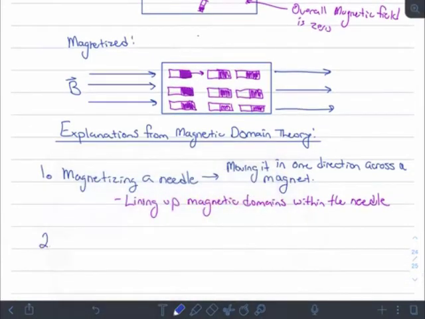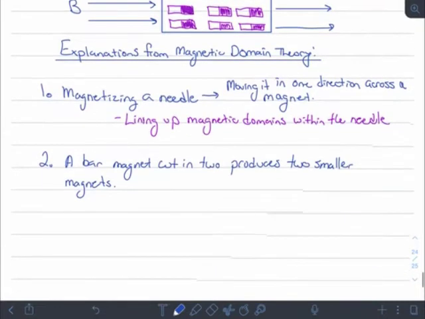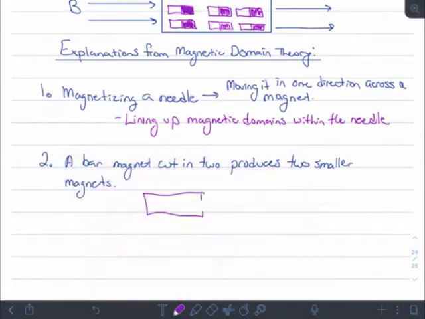Okay, the second one we already talked about, a bar magnet cut in two produces two smaller magnets. And if we just draw a really quick picture with some magnetic domains, if we cut it in two, there's still in each piece magnetic domains that are oriented in that same direction.